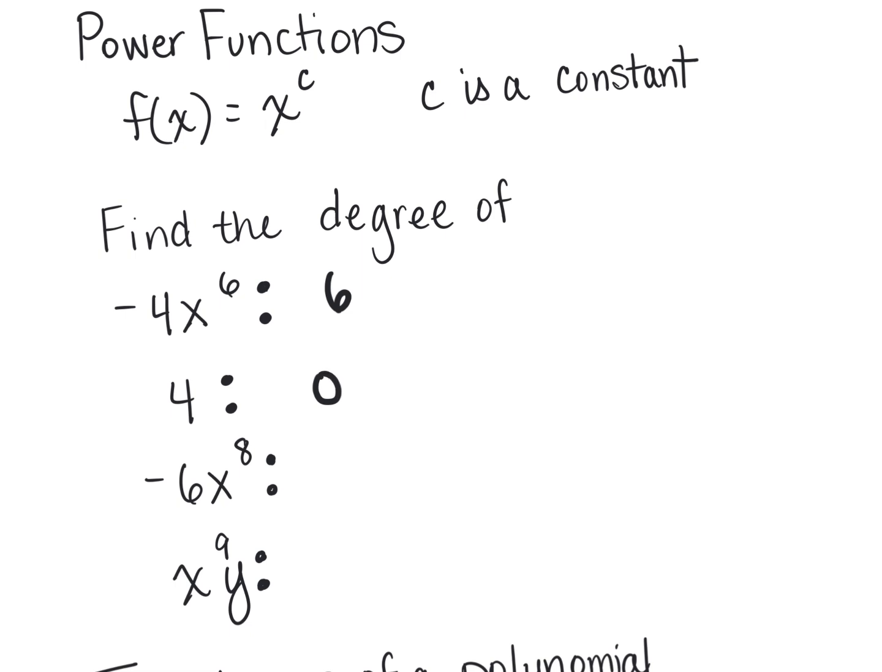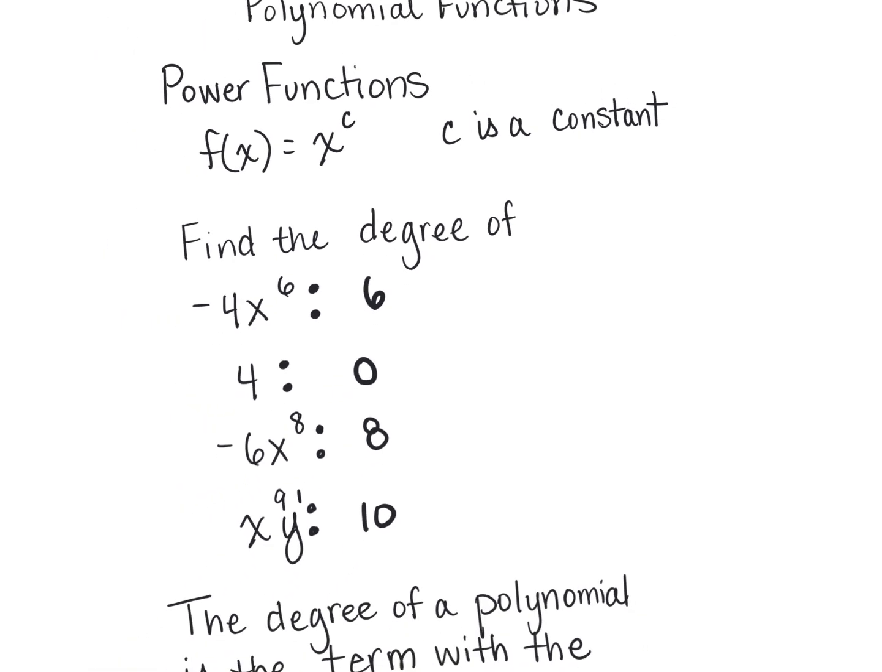The next one, we have a degree of 8. So each one of those just has one variable. Now, our next one has one term, but 2 variables. So x to the 9th power, and then there is this imaginary 1 with the y. So that term has a degree of 10. You add the 2 exponents.